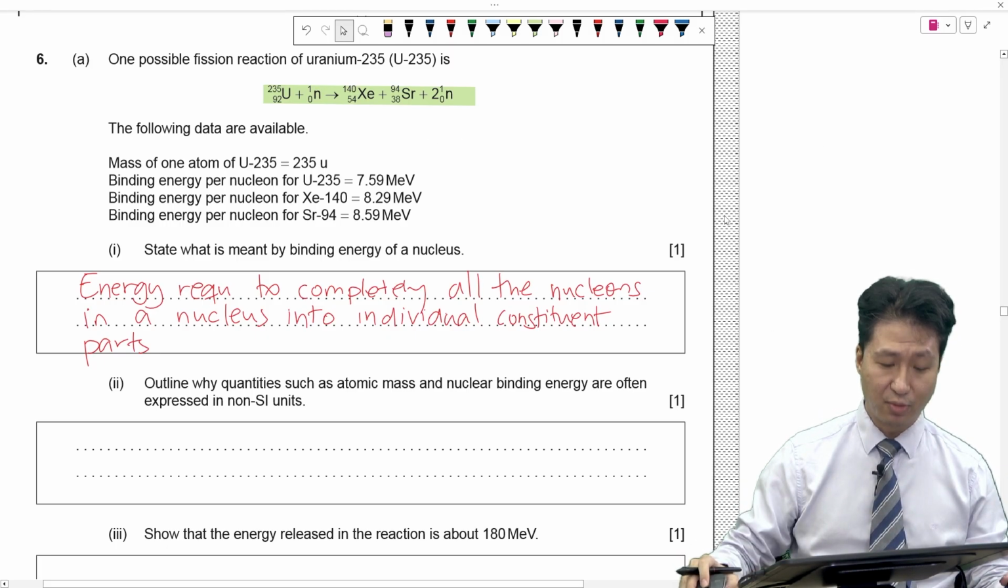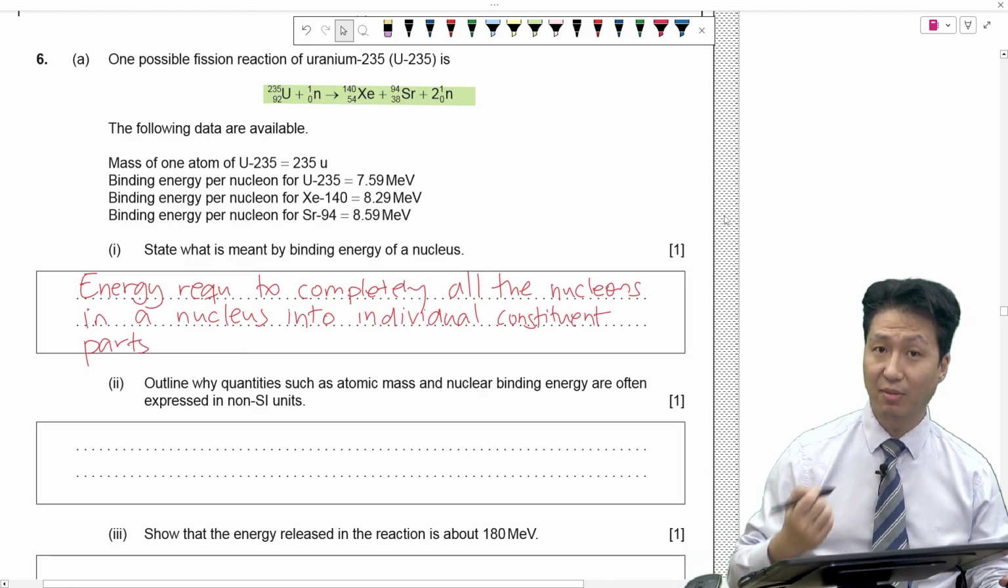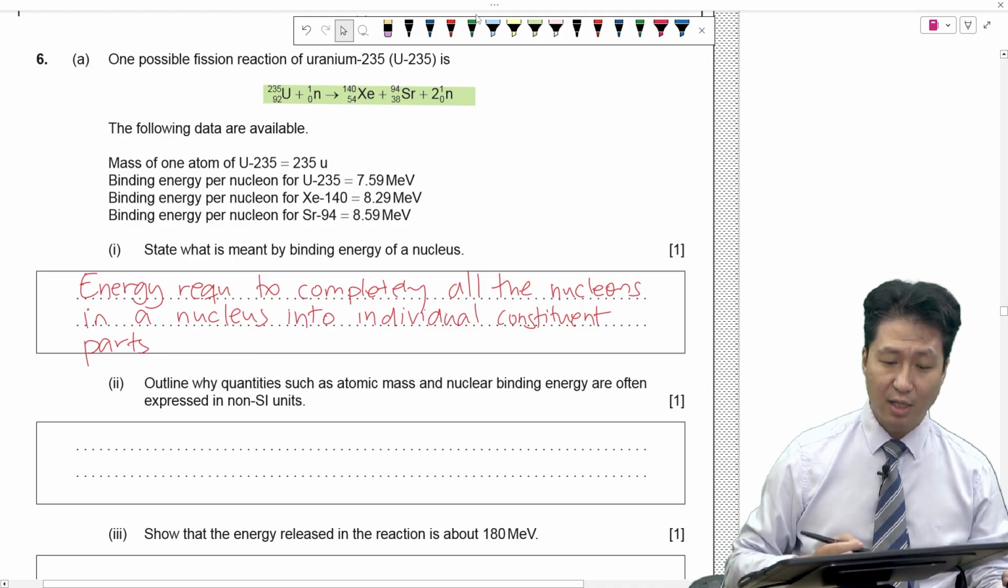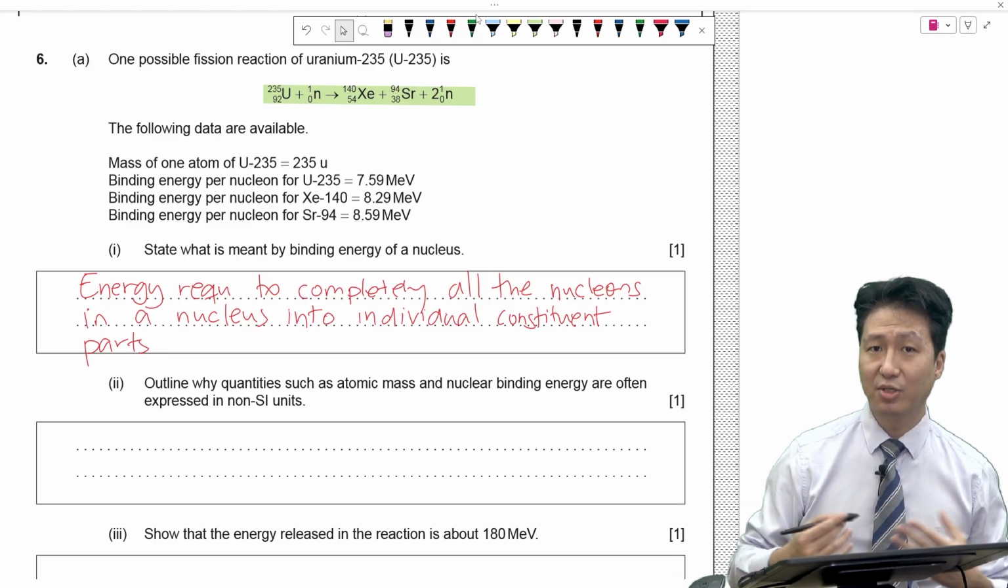In Roman numeral number 2, it says outline why quantities such as atomic mass and nuclear binding energy are often expressed in non-SI units. And the basic reason for this is that SI units are often too small to be easily compared.